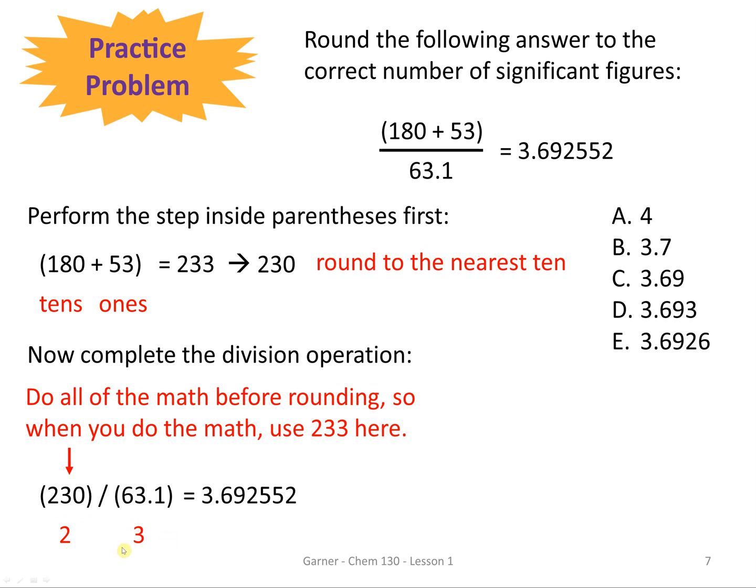All right, so with multiplication and division, it's whichever value has the fewest sig figs that's going to determine how many sig figs you keep in your answer. So since 230 only possessed 2 significant digits, that means that I'm only going to keep 2 significant digits in my answer. So I'm going to round 3.692552 off to 2 sig figs. So I just need to keep those first 2 sig figs there. So since the next digit's a 9, that's going to cause the 6 to round up, so it's going to give me 3.7 when I round off to 2 significant digits. So it's going to give me choice B.